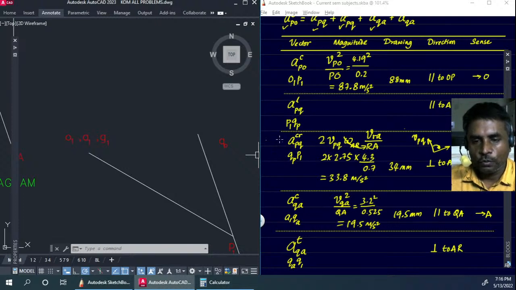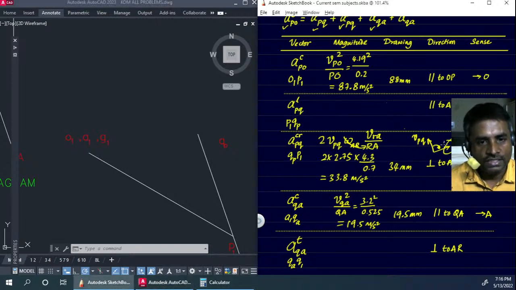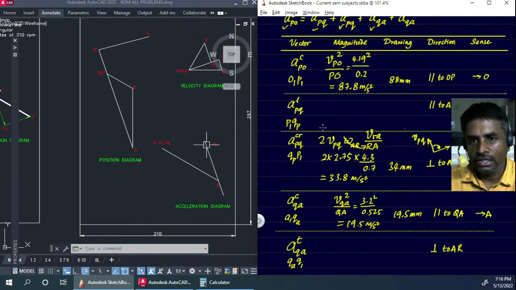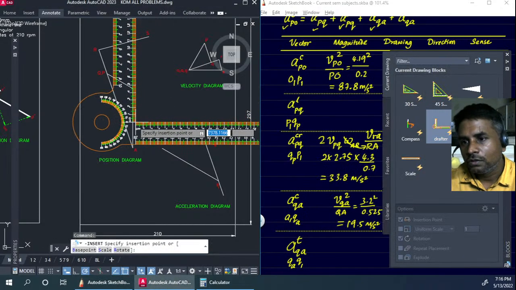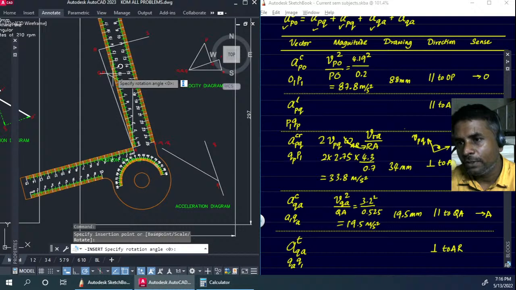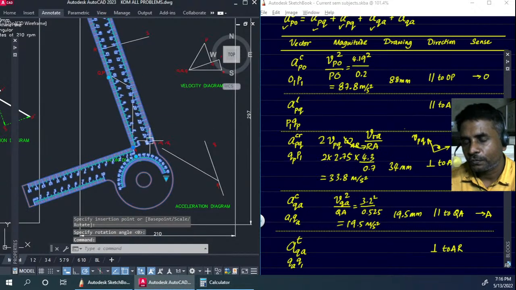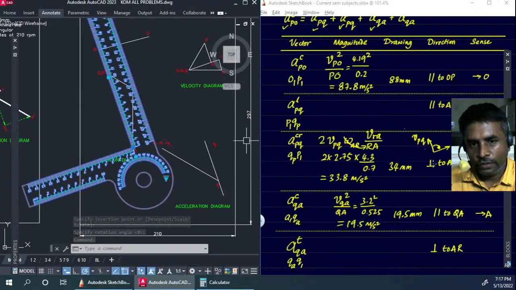So we have the Coriolis component of acceleration. Its value is 33.8, which is rounded off to 34. It's got to be perpendicular to AR, and the sense is going to be towards the right. So let's go ahead and take a perpendicular to AR. I'll keep it parallel to AR for now. We also know its length.